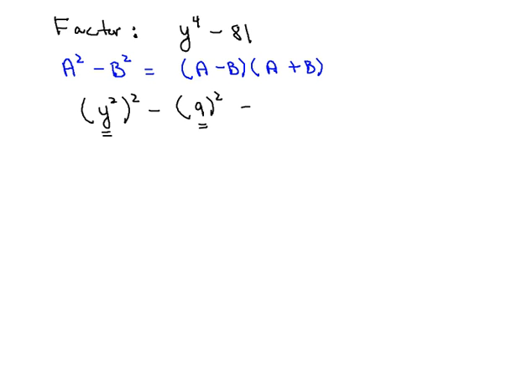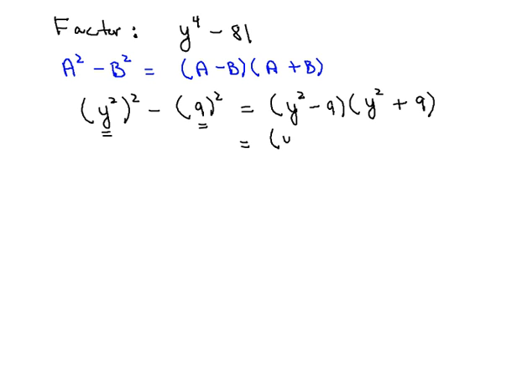So now what we have as our first step would be to write the difference of the square roots of the two terms multiplied by the sum of the square roots of the two terms. Now we have a factored form of the original binomial, but we need to ask, is it a completely factored form? Now if we look at y squared minus 9, I think you can see that that is pretty easily recognizable. It's also the difference of two squares.